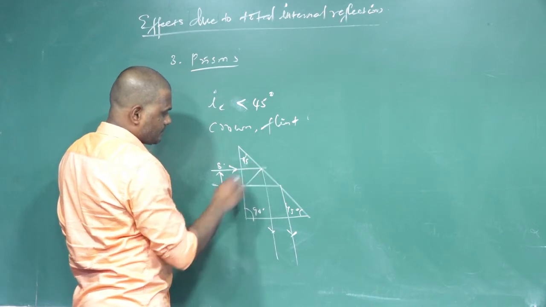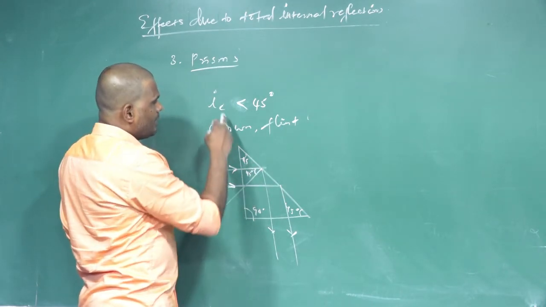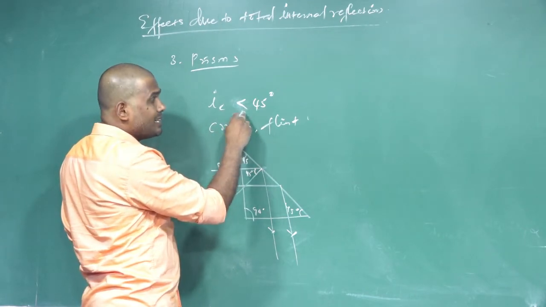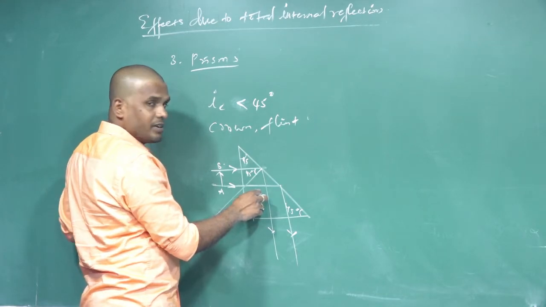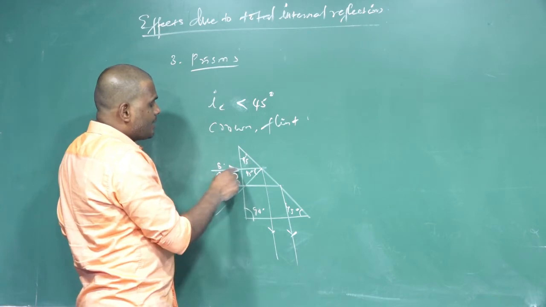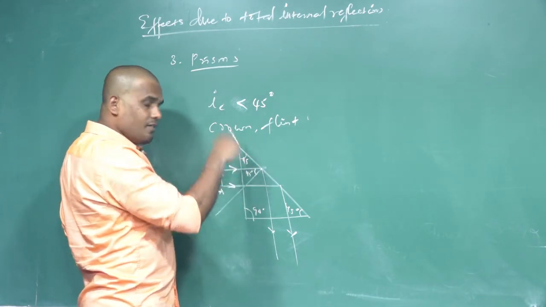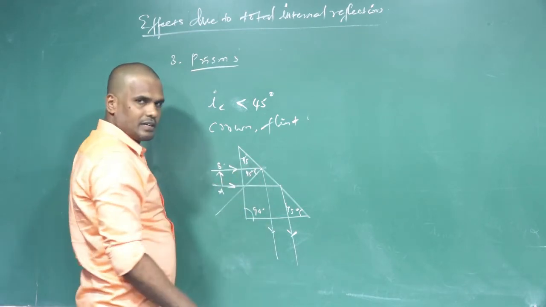Why? This is the angle of incidence, 45 degree. I told you the condition, the critical angle must be less than 45 degree. So if crown glass or flint glass have a critical angle less than 45 degree, then I am making the light radiation incident at an angle of 45 degree, which is more than the critical angle. So it will get totally internally reflected.